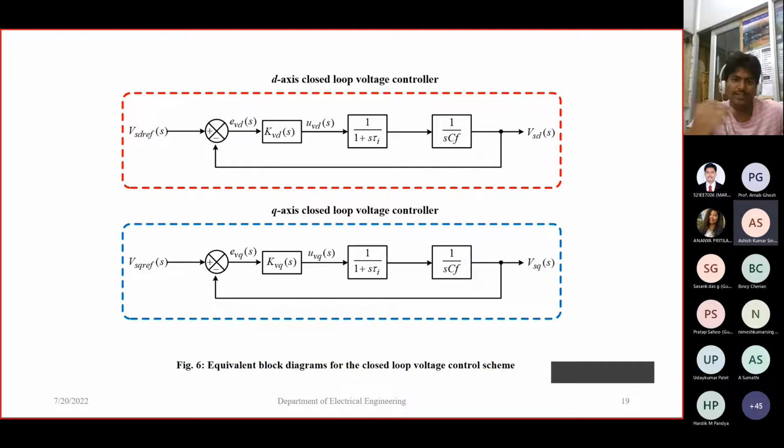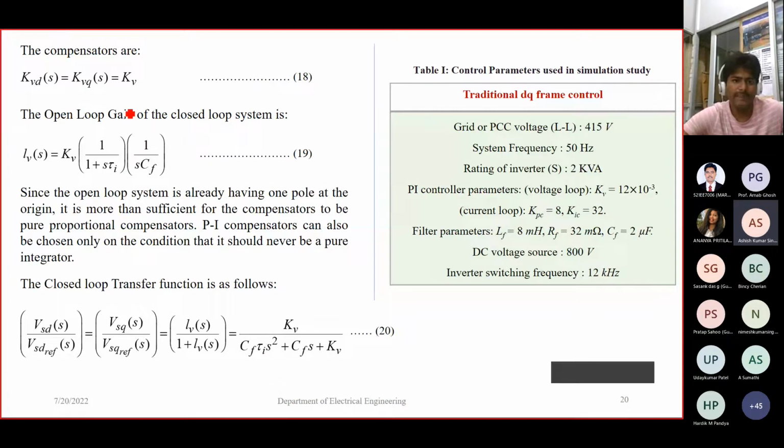So why are we doing single input, single output? We can control it easily using a simple compensator. Here I am considering only a P compensator, because the open-loop system already has one pole at the origin, so a proportional compensator is more than sufficient. PI compensators can also be chosen only on the condition that it should never be a pure integrator. Equation 20 shows the closed-loop transfer function, and table 1 shows the control parameters used in the simulation study.